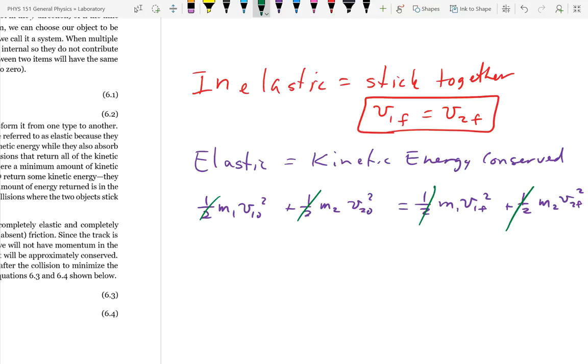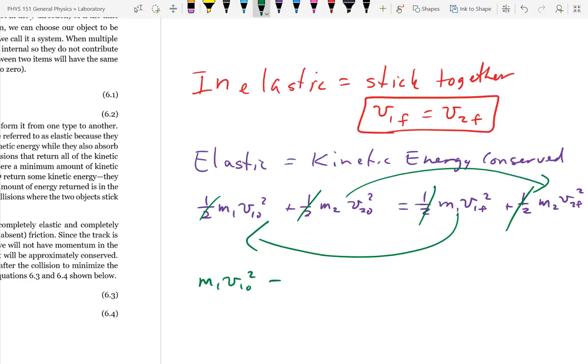The first thing you do is you move them so you have cart 1 on one side of the equation and cart 2 on the other side. So I'm going to have m1 v1 initial squared minus m1 v1 final squared equals m2 v2 final squared minus m2 v2 initial squared. Now, notice on the left-hand side I have the initial squared minus the final squared. Right-hand side, I have the final squared minus the initial squared. That was just because of moving them across.